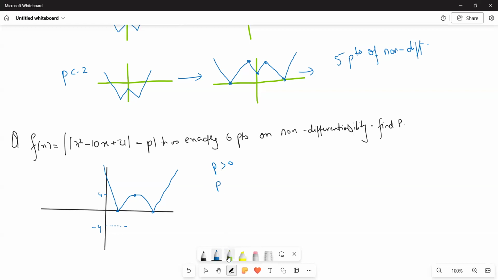So the cases will change accordingly because we are doing minus p. So the 3 cases over here would be p less than 0, p lying between 0 to 4, and p greater than or equal to 4. So if p is less than 0, then minus of p will become positive, the graph goes up, and if the graph goes up, it will continue having 2 points of non-differentiability.